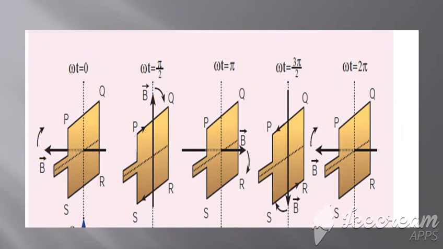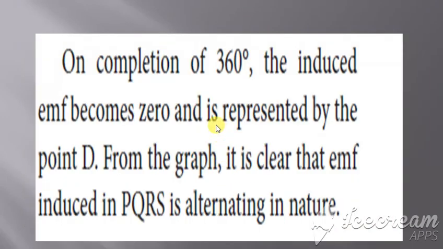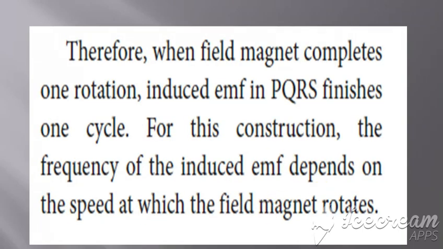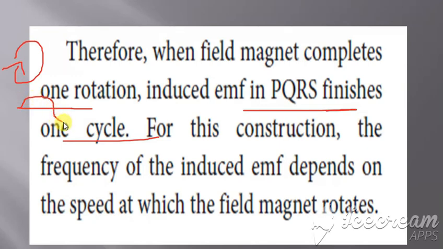Clear with this? Okay, so by the time the coil completes a 360 degree rotation, the EMF becomes 0 again, and the field is perpendicular. So as the field completes one rotation, through 90, 180, 270, the induced EMF completes one cycle. This one cycle will be represented in this way. So this is one cycle.